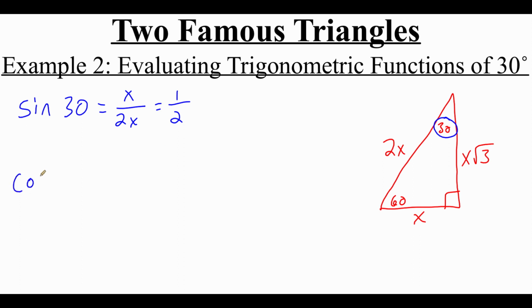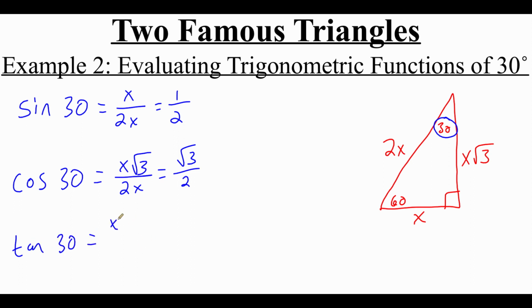Now if I wanted to do the cosine of 30 degrees, cosine is the adjacent side, so that'd be x root 3 over the hypotenuse of 2x. And again, we can cancel out those x's on top and on bottom, so we would get root 3 over 2. And for our tangent of 30 degrees, tangent is opposite over adjacent. Now when we cancel these x's, we end up getting 1 over the square root of 3, but we should rationalize this since we don't like to leave radicals on the bottom of our fraction, so we should get root 3 over 3.